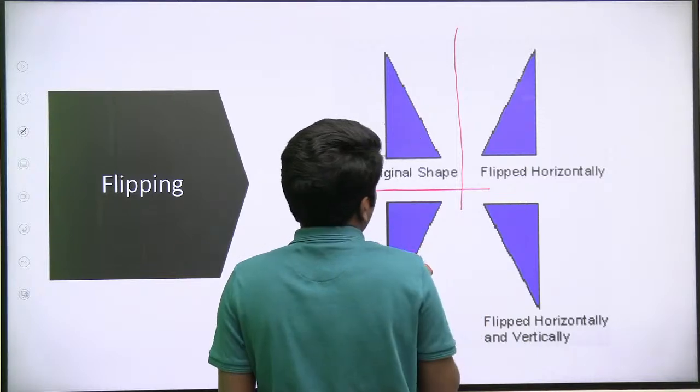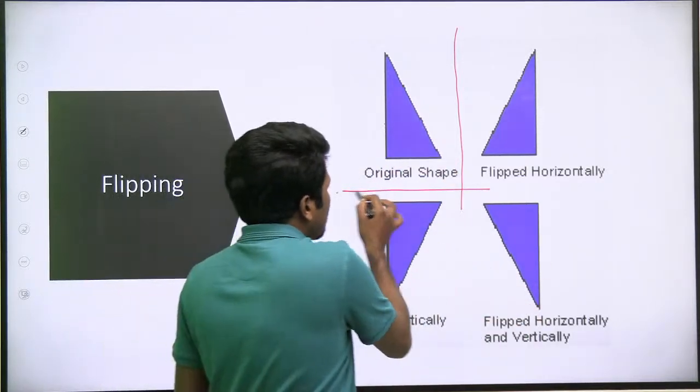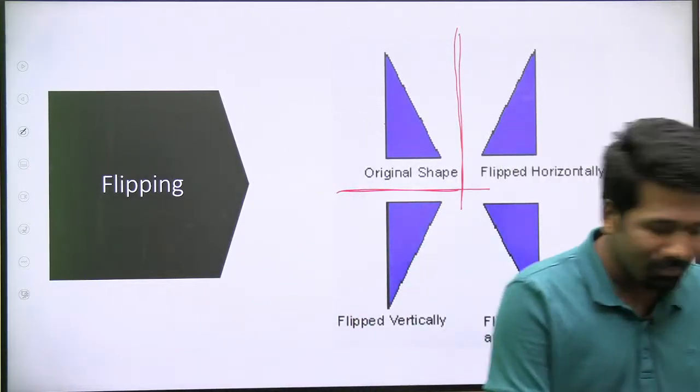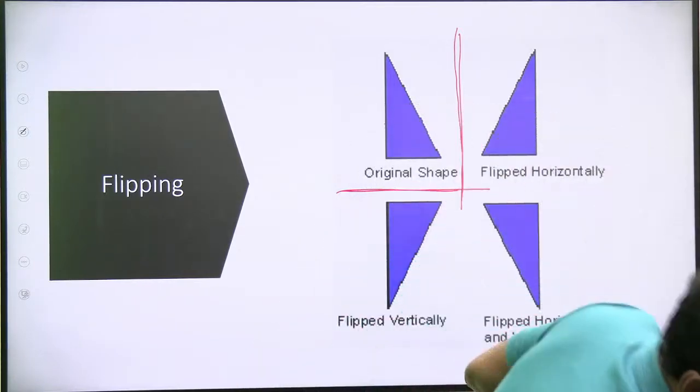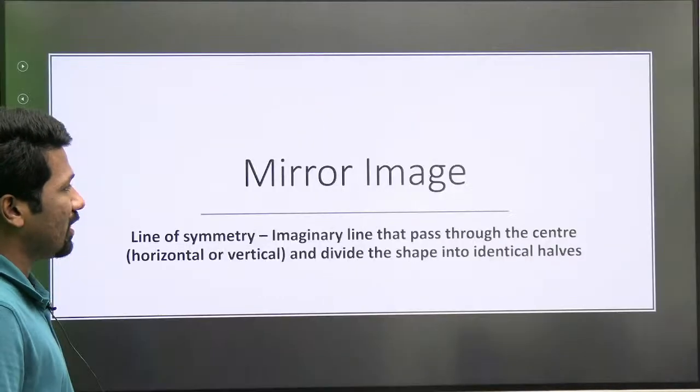If you are keeping a horizontal mirror, vertical flipping will happen. And this line is called line of symmetry. Also keep in mind what line of symmetry is. These terms I will be using in between the class, so you should not be confused about what I mean. That is why I am defining very simple terms initially.